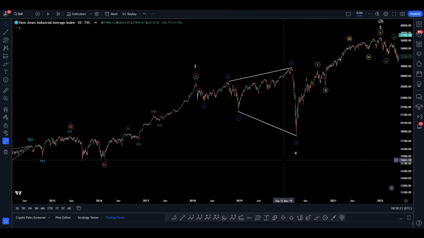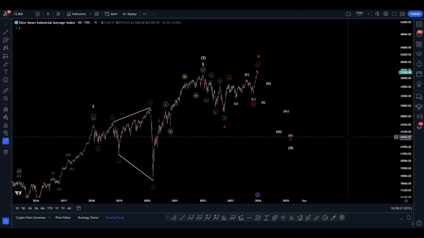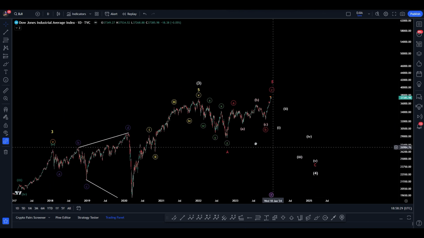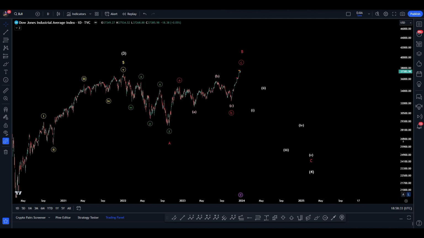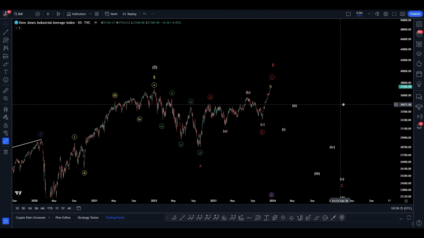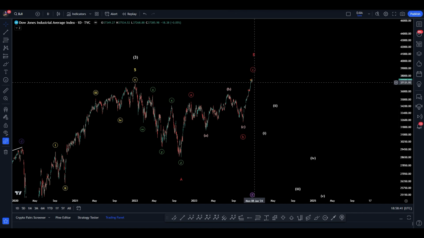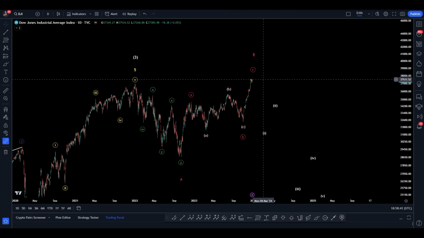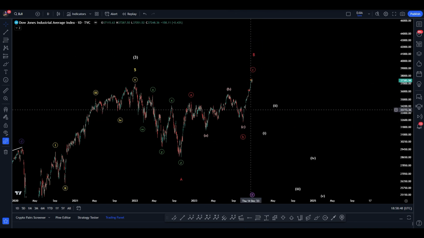Regardless, same type of thing. This one's a little bit more subdivided because I used it in the last Dow video. But the important thing about this is that unlike the S&P 500, where I can take the poor man's way out and try to make it a 5-wave move, you cannot do that with the Dow. There is no legal way to make this a 5-wave move. This is 3 waves all day long.